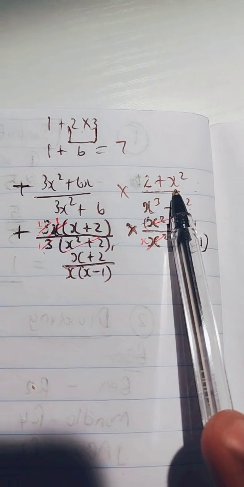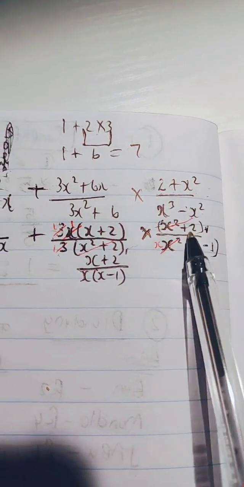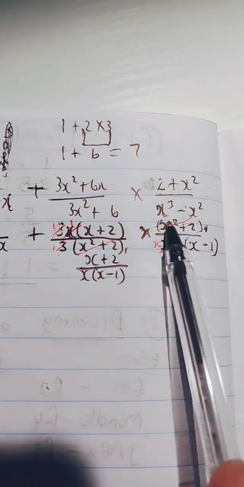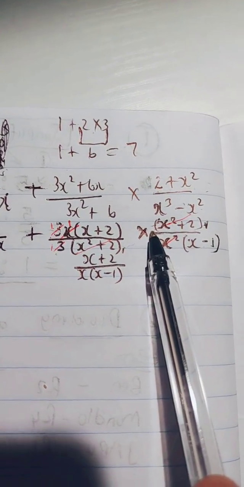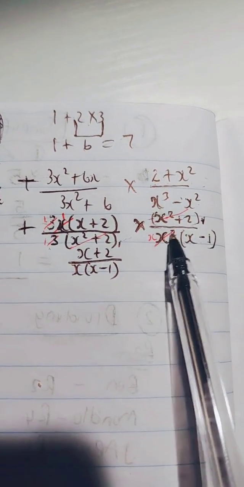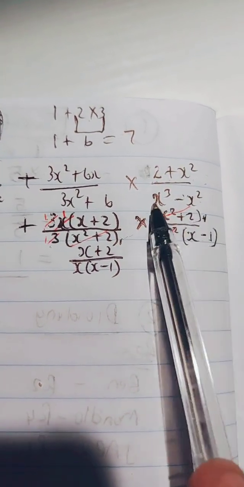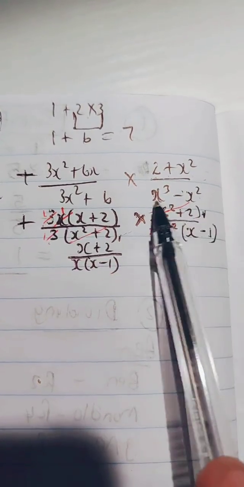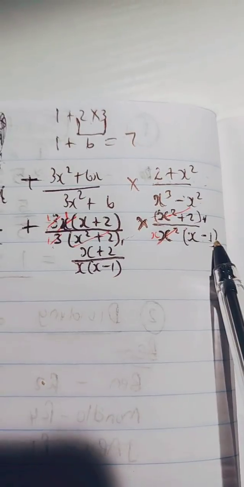Looking at this numerator, we can order the terms x squared first plus 2, and then in brackets we write that to show that there's a highest common factor of 1 that we have taken out. In the denominator here, we have a highest common factor of x to the power 2. The common base with the lowest exponent is x squared. We take it out, then we are left with x minus 1 in brackets.